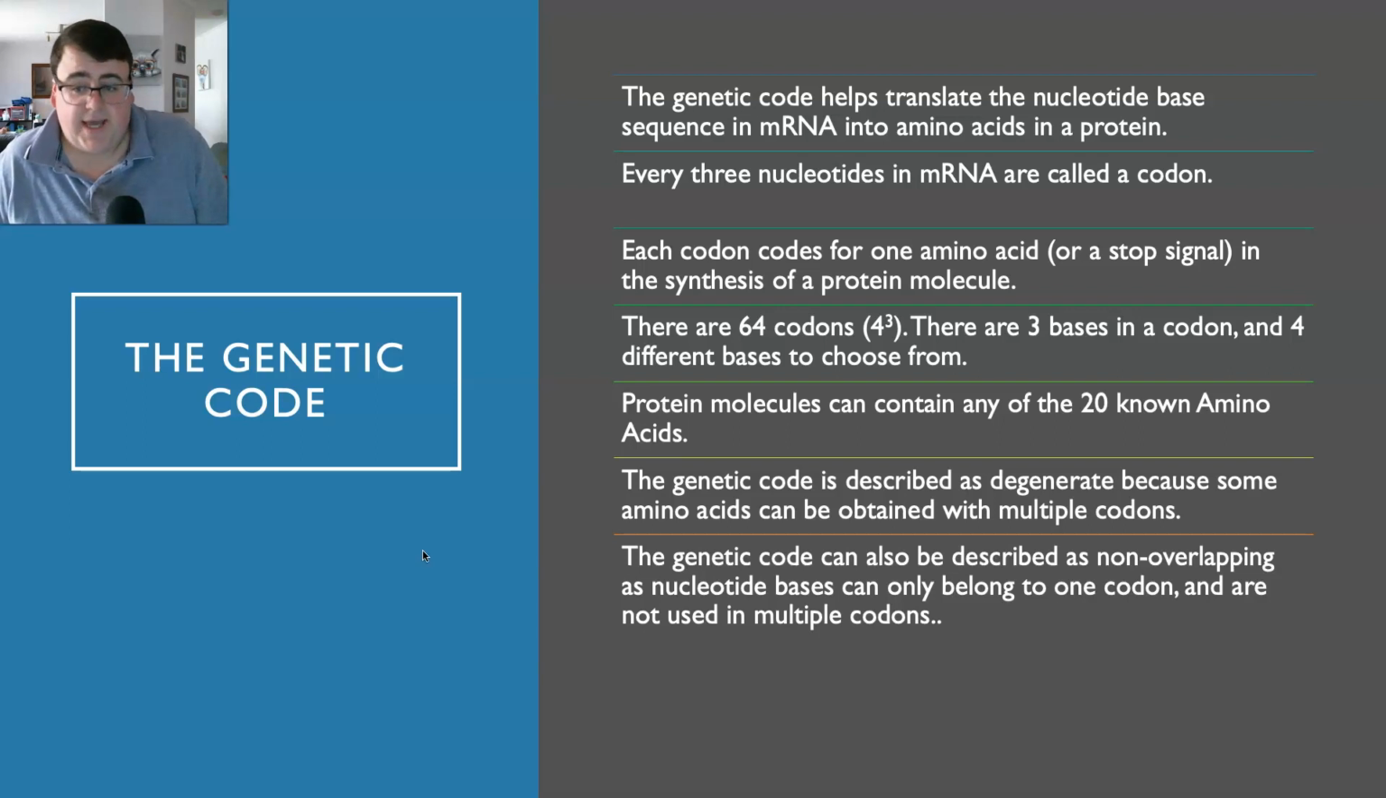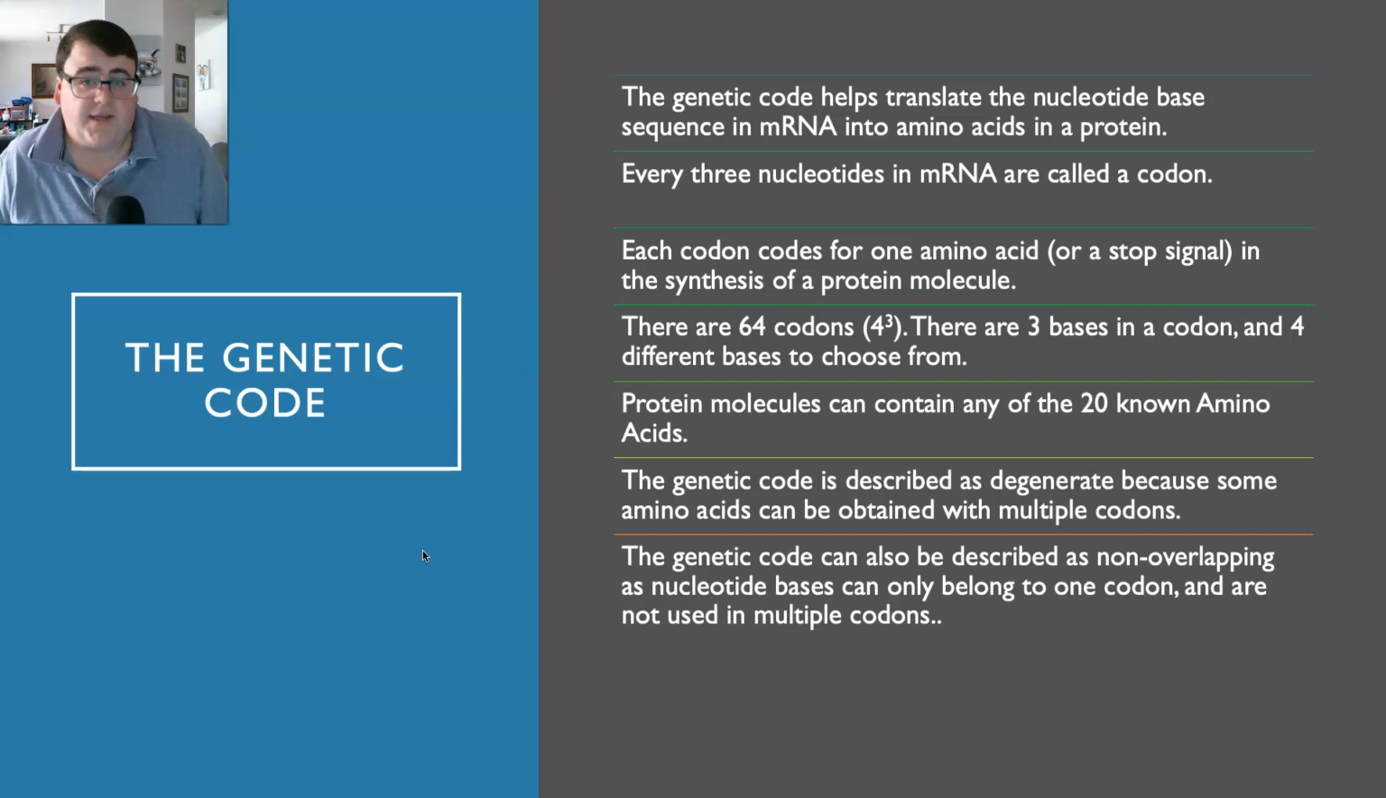Protein molecules can only contain one of the 20 known amino acids. We classify the genetic code as being degenerate because the amino acids can be obtained with those multiple codons. So for example, AGU might code for the same amino acid as UAC. They probably don't actually code for the same amino acid, but just as an example.